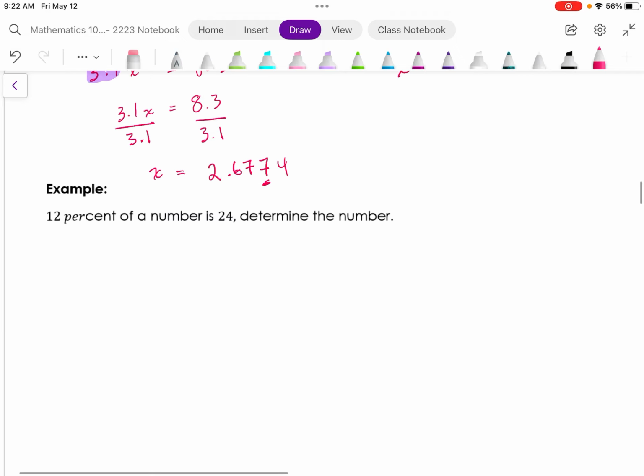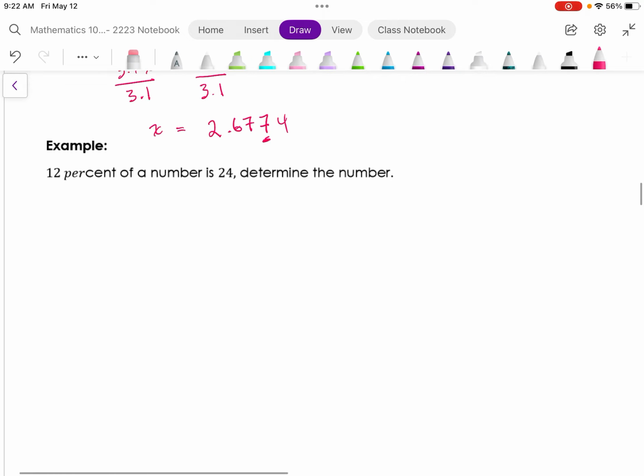Hopefully, let's see, is this the last question? Oh no, one more question. 12% of a number is 24. Determine the number. 12% of a number is 24. Word problems. Did you know the word is in math is often an equals? So I'm just going to write 12% of a number equals 24. See what I did there? Instead of is, I wrote equals.